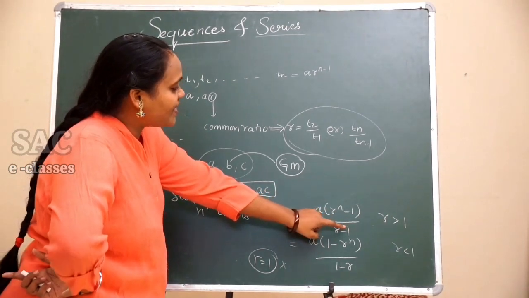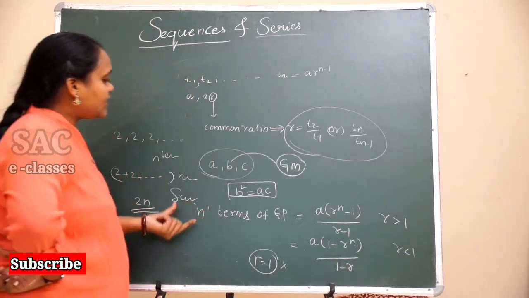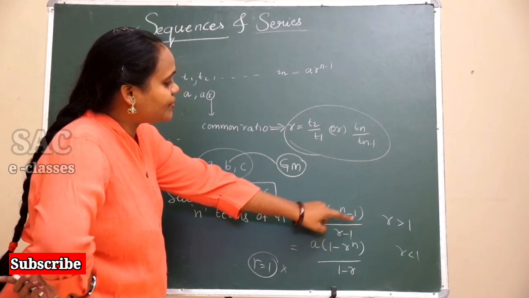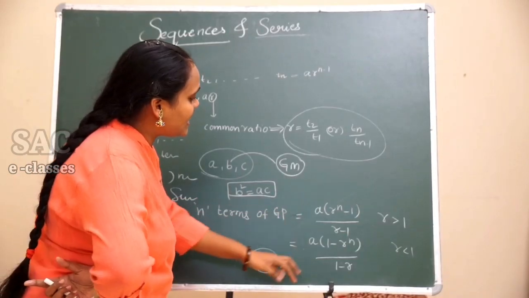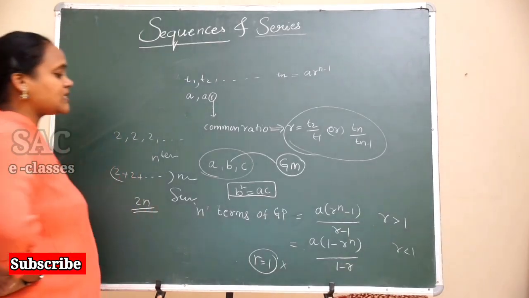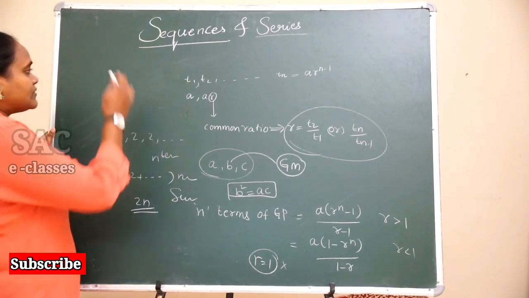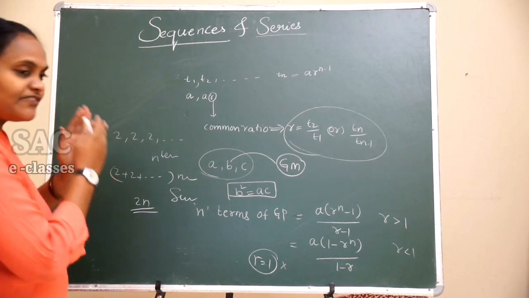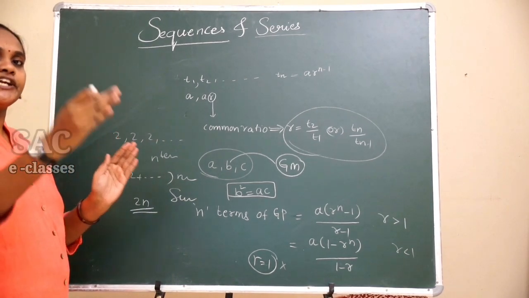When the common ratio of the terms is greater than 1, the sum of n terms of a GP is equal to a into r power n minus 1 by r minus 1. Whenever r is less than 1, obviously it is a into 1 minus r power n by 1 minus r. And coming to that, whenever there is a GP, it is not only for n terms; it can continue for an infinite number of terms.